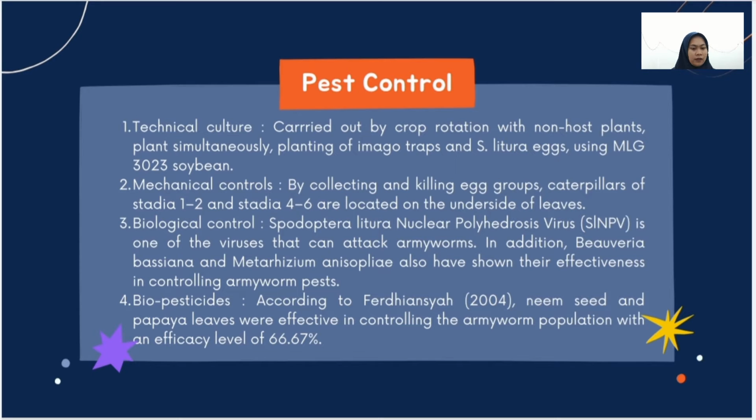Biological control with Spodoptera litura nuclear polyhedrosis virus and Beauveria bassiana, also Metarhizium, have shown their effectiveness in controlling armyworm pests. And according to Ferdiansha, biopesticide from neem seed and papaya leaves was effective in controlling the armyworm population with an efficiency level of 66.67%.